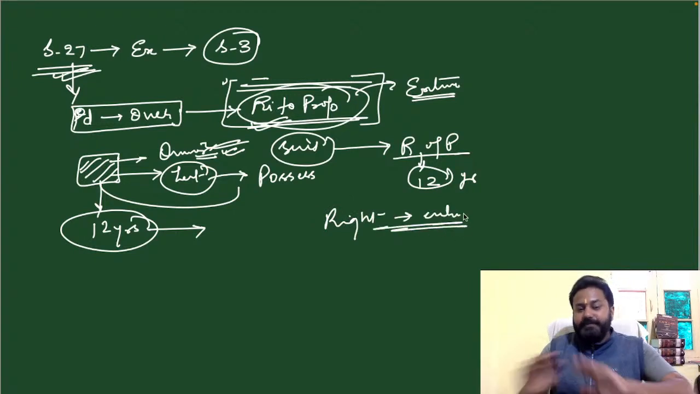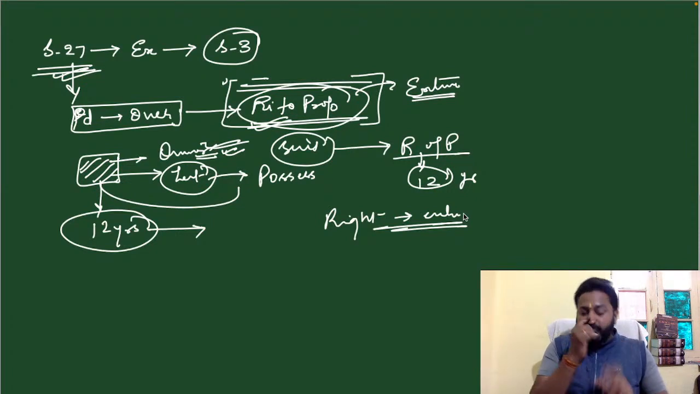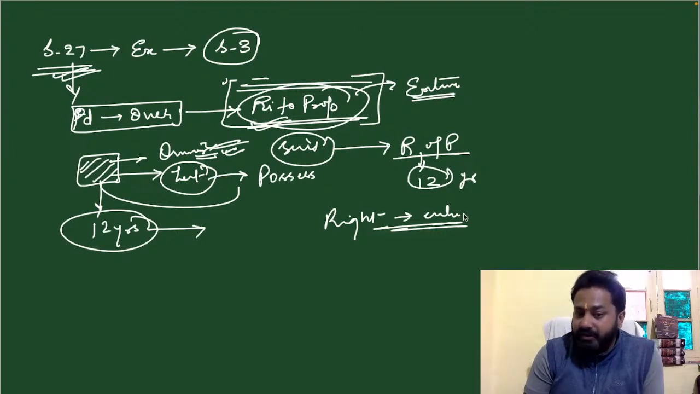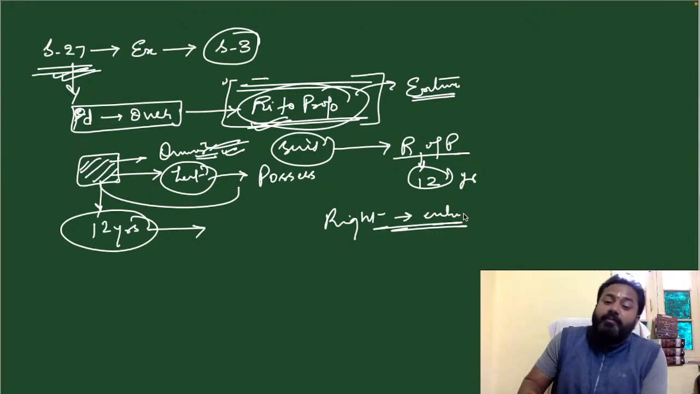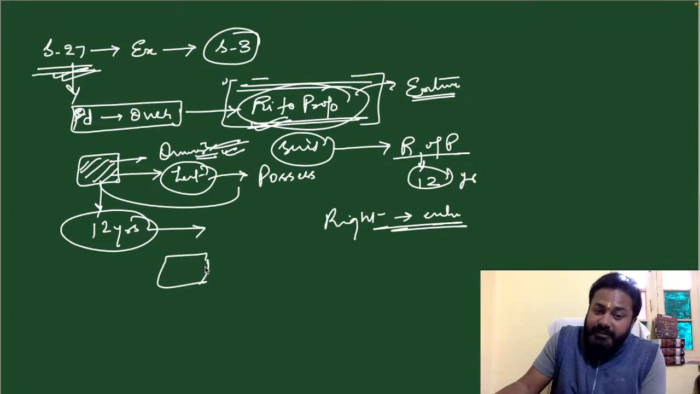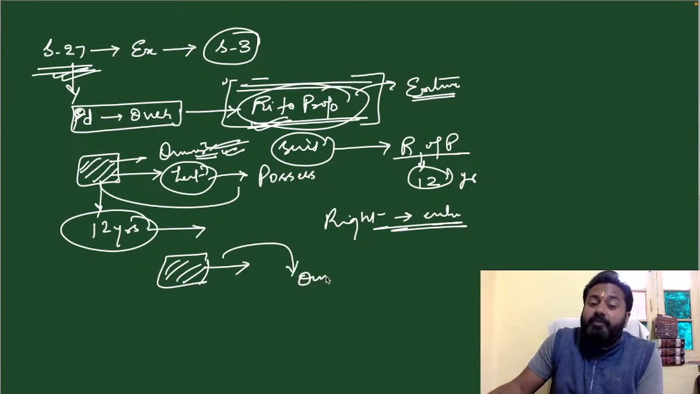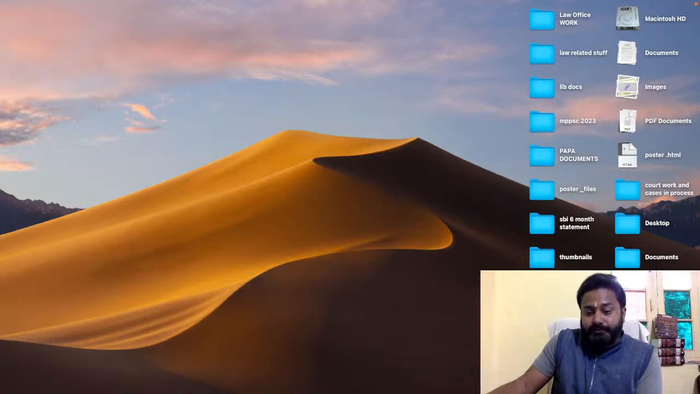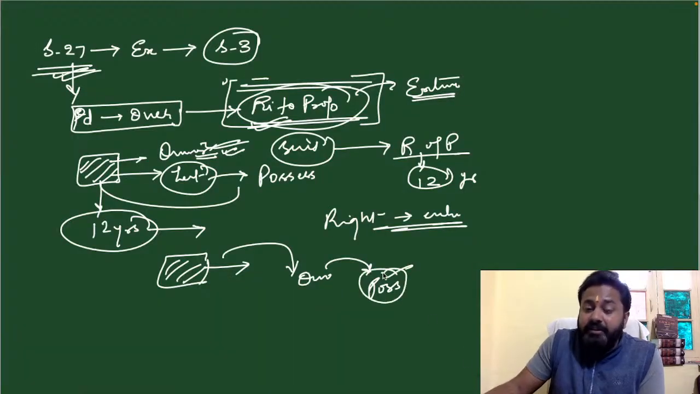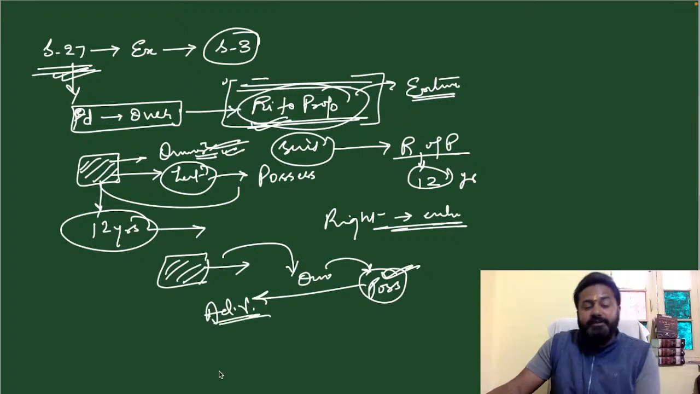Is it clear? Extinguish. Now, what happened to the property? Once the owner's right extinguishes, the property will be left ownerless. But it is not condoned under the legal system. So the ownership of that property will be transferred to the person who is in possession. Who is in possession? It is known as adverse possession.